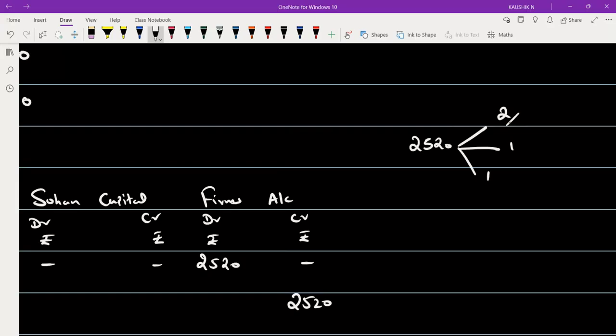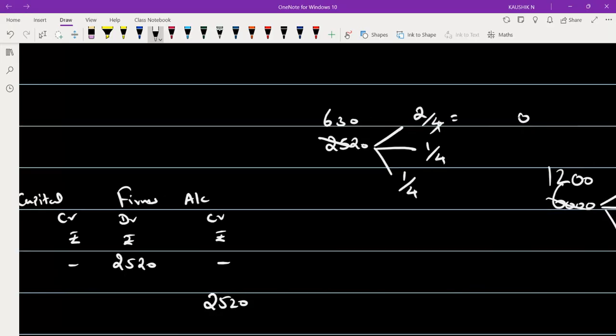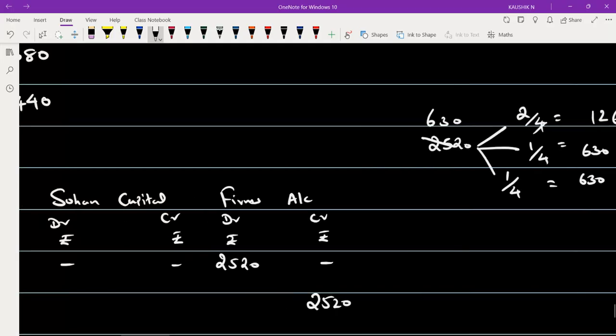2:1:1. That means 2/4, 1/4, 1/4. So 4 sixes are 24, 25, 1 carry over 12, 4 threes are 12. So now if you calculate this, 6 twos are 12, so 1260 for him, and for these two partners it will be 630 and 630.